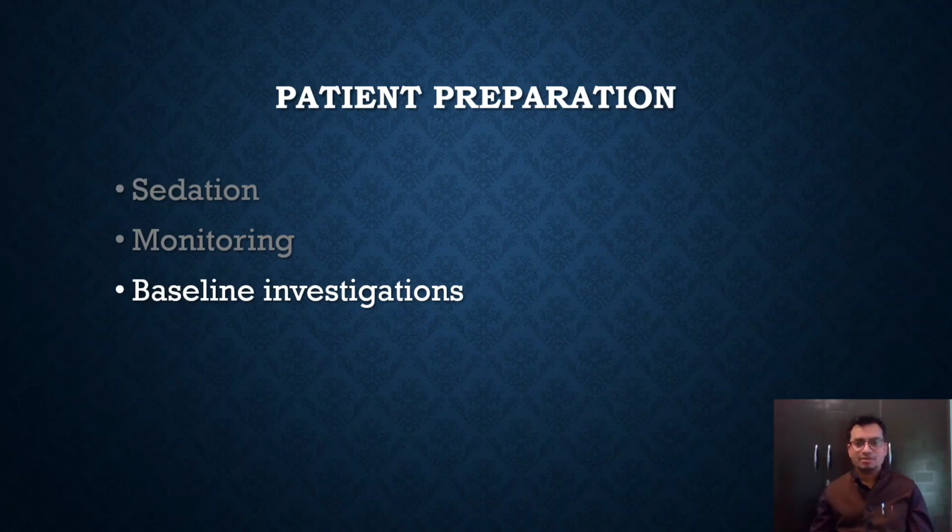Baseline investigation will also guide you to select the sedative agents for intubation and subsequently for mechanical ventilation. For example, if the patient has a deranged liver function test, you would avoid propofol or even thiopentone and would like to use better agents such as etomidate with fentanyl, or atracurium or cisatracurium, for sedation and paralysis respectively.